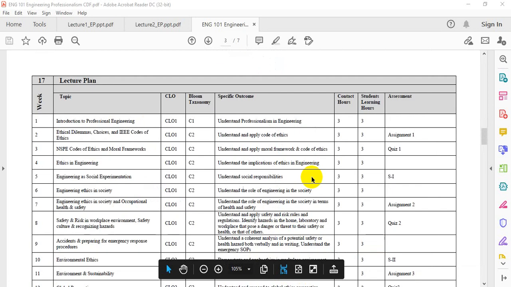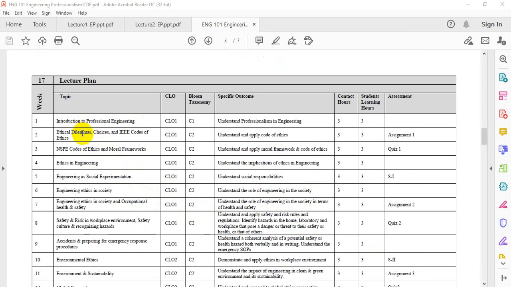Okay, so this is the lecture plan. In the first week, we will be learning the introduction to professional engineering. So this is the first online lecture. Your first in-person class lecture would be on Friday. So we will be starting on Friday from this topic, introduction to professional engineering. This is about what is professionalism, what is professionalism in engineering? So this is just to understand what this course means, what we want you to learn. Okay.